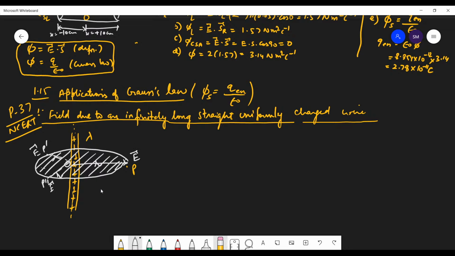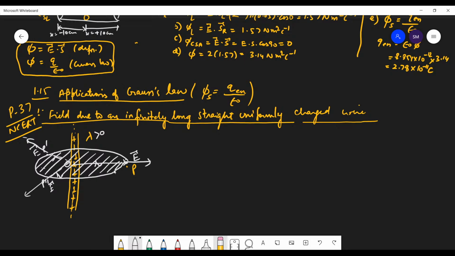Now the direction of electric field at every point is radially outwards. If this is a positive charge wire, means the linear charge density is greater than 0, it is a positive linear charge density, positive wire. So from positive charge, the field lines are outwards. So this is the direction of electric field here and here and here. So this is the direction of electric field, radially outward.